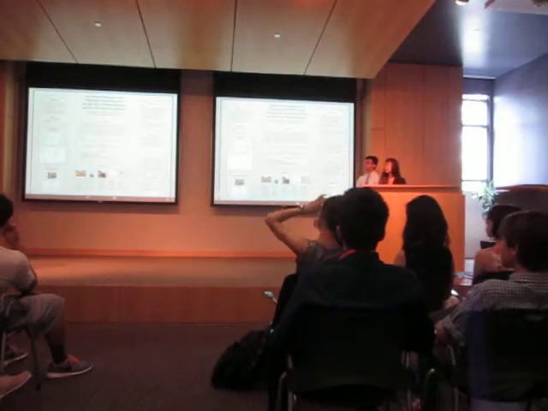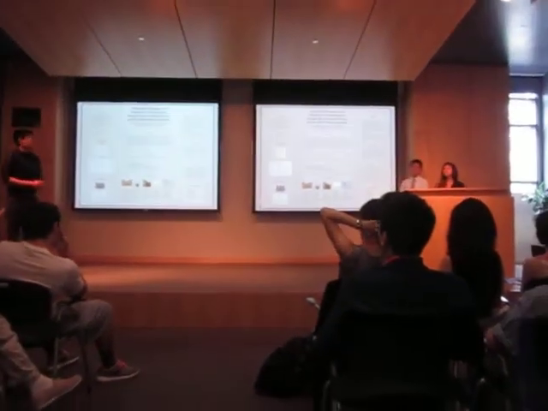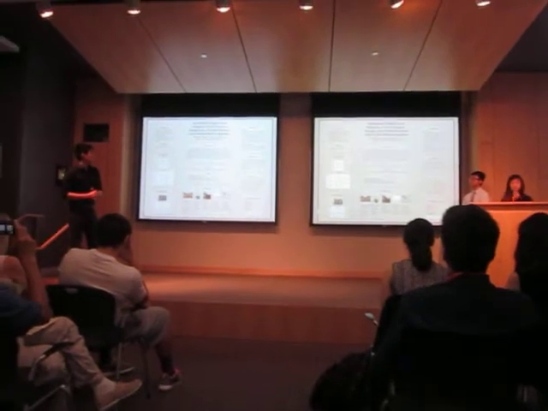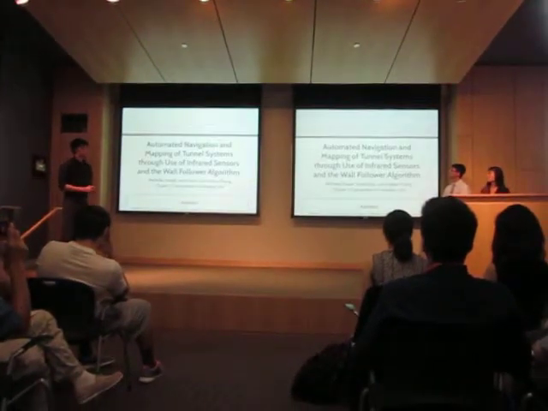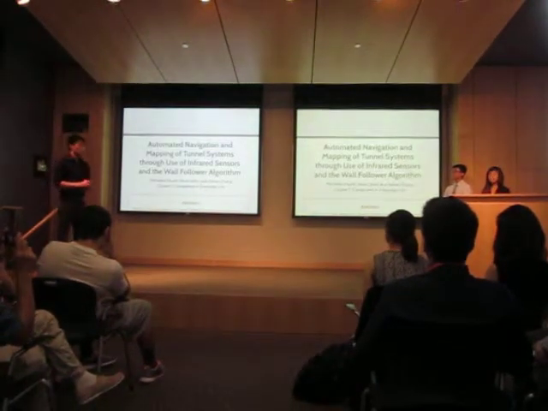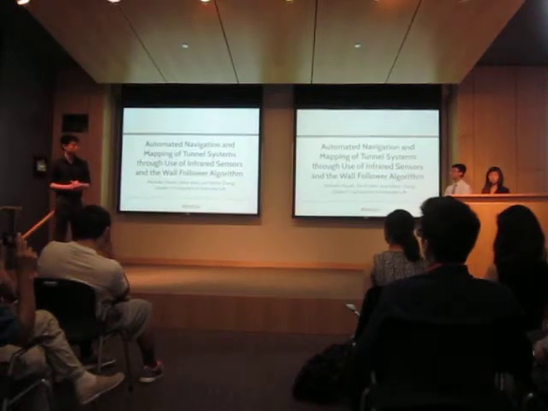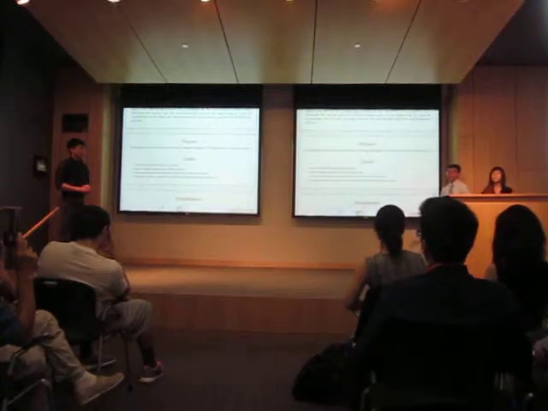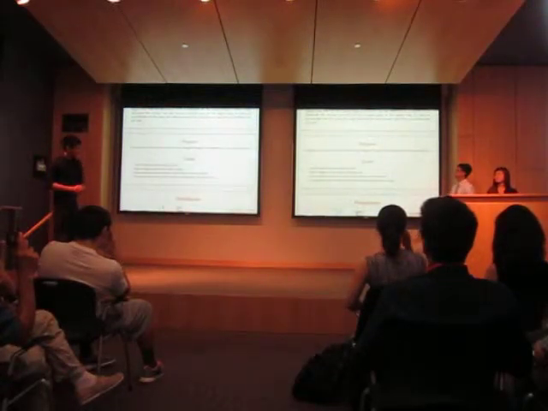Alright, so I'm Kelvin. I'm Michelle. And our project was to create a system that would enable the automated navigation and mapping of tunnel systems with the use of IR sensors and what's called the wall follower algorithm. Our purpose for starting this project was to make a robot that would be able to navigate through a maze, or like a tunnel system really.